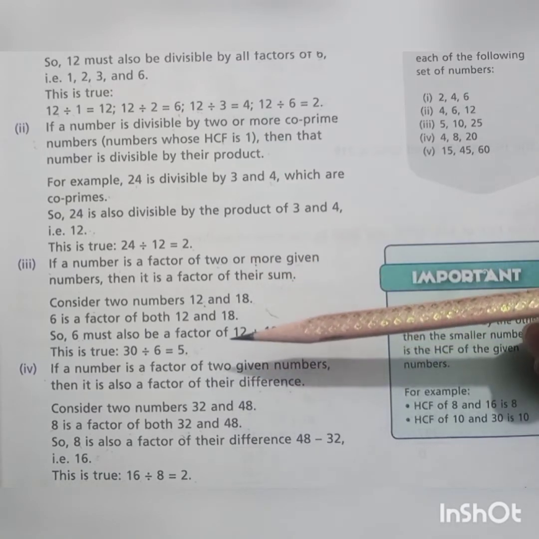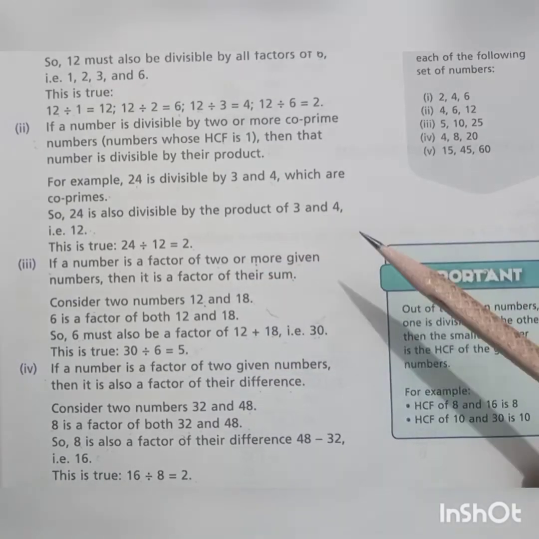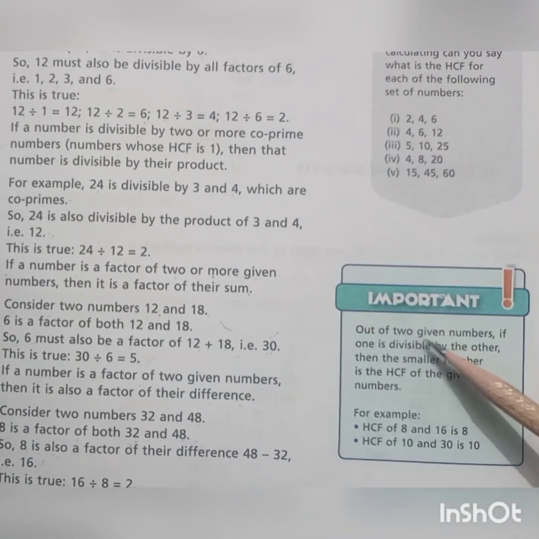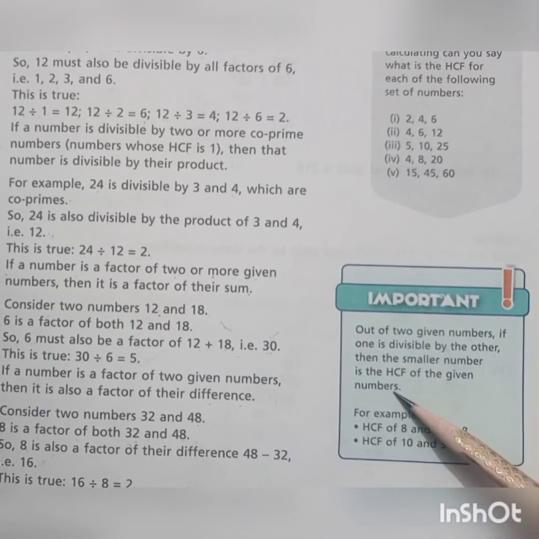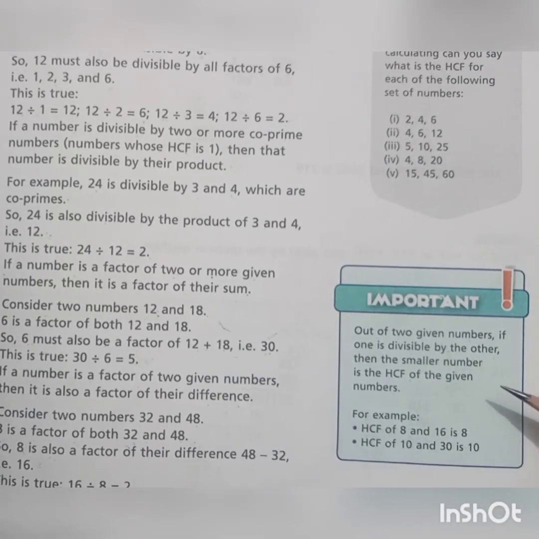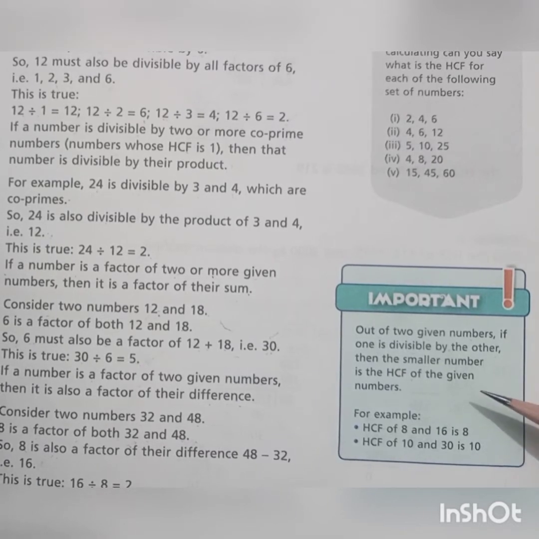This method is useful when it is difficult to determine the prime factors of the given numbers. Now let's move towards an important point. Out of two given numbers, if one is divisible by the other, then the smaller number is the HCF of the given numbers. For example, the HCF of 8 and 16 is 8 and the HCF of 10 and 30 is 10. Students, it means if one number is divisible by the other number, then the smaller number would be the HCF.